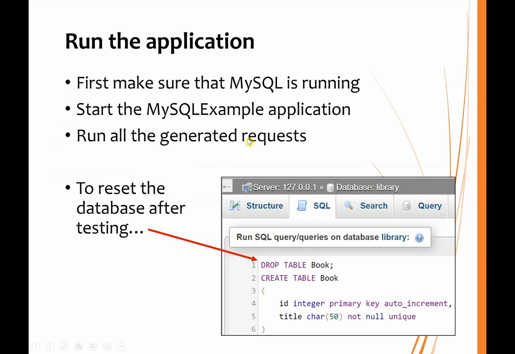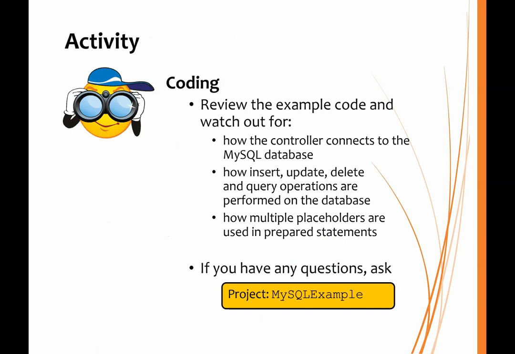Now, if at some point you want to reset the database after you've done your testing, then you can run these SQL commands in the SQL tab on phpMyAdmin. Drop the book table and then recreate the book table. So we've looked at that example code, and hopefully you've been able to see how it all works. In the next videos, we'll look at better ways to interact with a database from Spring Boot.